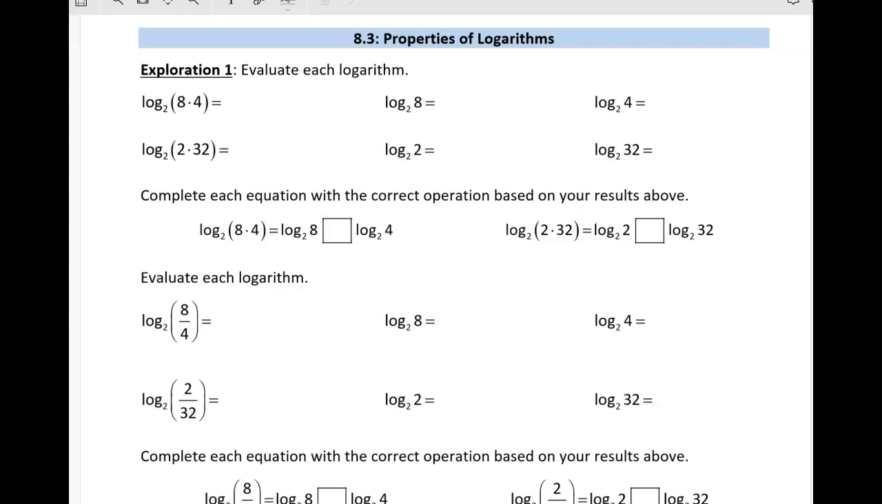In this lesson, we're going to explore and apply several properties of logarithms. Let's take a look at some familiar logarithms.